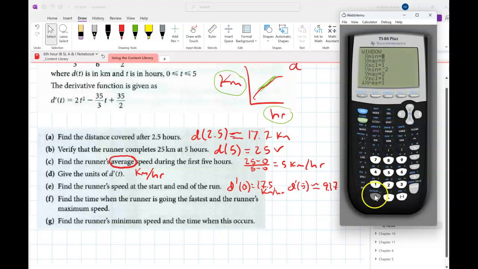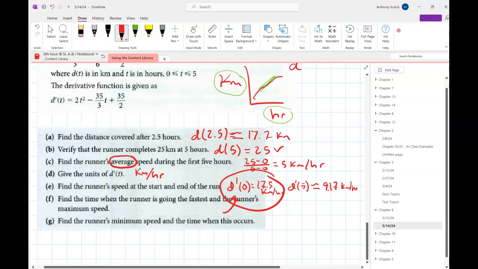So I'm going to reformat my graph to go from 0 to 5 on x, and then maybe like 0 to 20 or something. Hit graph. So where's my absolute maximum at? At t equals 0, and that speed is 17.5. Is that okay?